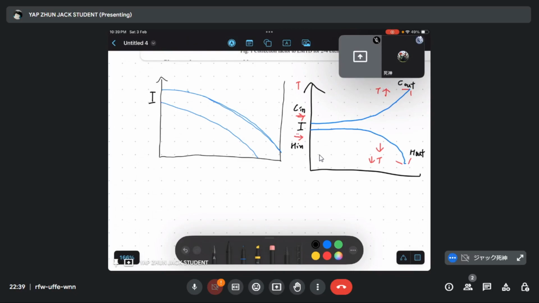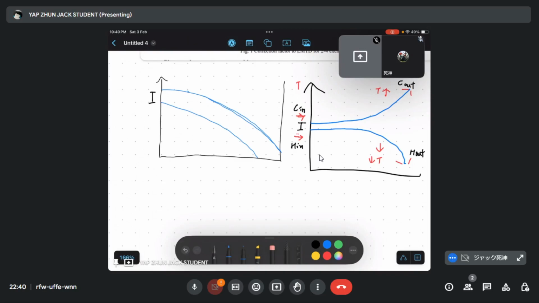Okay, so for here, we need to draw which one is heat in and which one is heat out. If you want to know which one is heat in and which one is heat out, from this you can see that one of the lines is going down and one of the lines is going up.